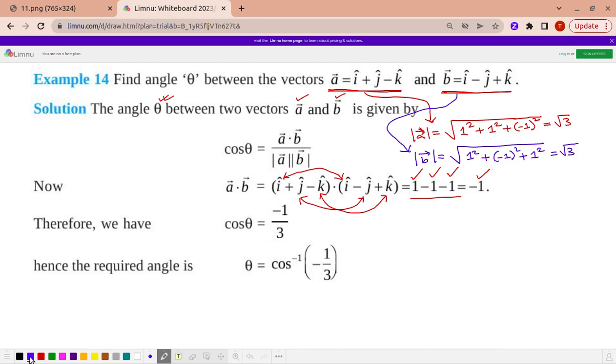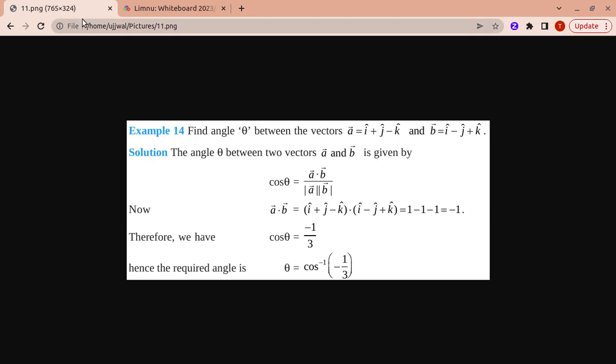Now this square root of 3 and square root of 3, if we multiply these two, we get 3. That means mod A into mod B becomes square root of 3 into square root of 3, so that becomes 3. So finally we get the value of cos theta equal to -1 by 3. Hence we get the value of theta equal to cos inverse of -1 by 3. That is the angle between the vectors A and B, okay, as it is asked in the question. I hope it is clear, and we can proceed to the next question.